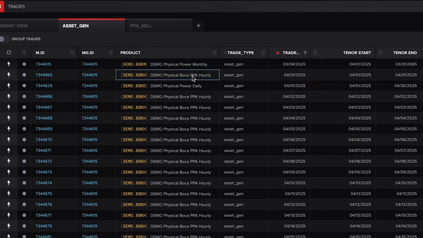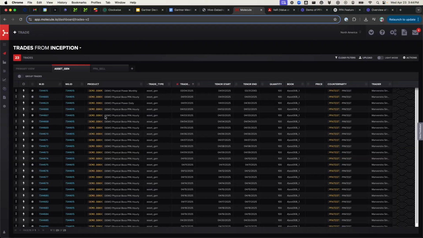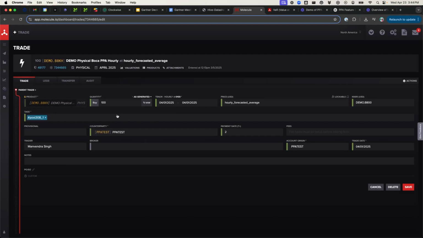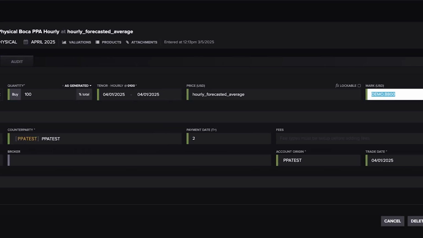If we go look at the daily trade, we'll see that it has the same setup with the AsGen linkage preserved from its parent, the price for the roll-up preserved from its parent as well, and the mark. If we go down another level and look at an hourly, we'll see the same thing. In this case, the hourly product is now once again pulling the volumes from the same asset, actually linking to the final mark here and the hourly forecasted average price. So this mark is going to be where we load our price data that will roll up through the entire AsGen feature.